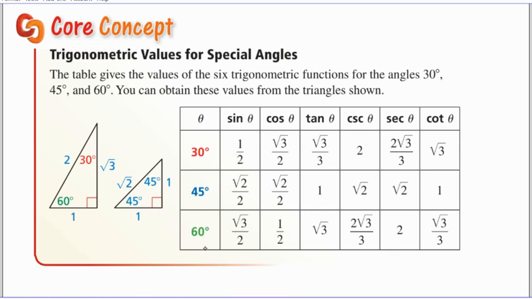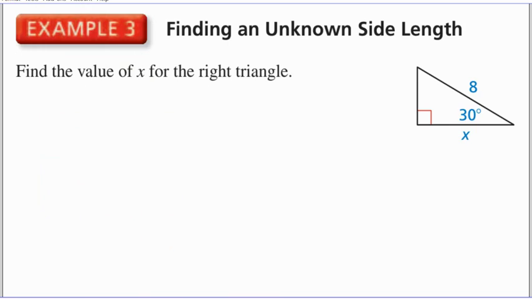Okay, if I were you, I would take a moment to pause the video and copy down this table right here with the sine, cosine, tangent, cosecant, secant, and cotangent ratios for a 30-degree angle, a 45-degree angle, and also a 60-degree angle. Okay, thank you. Now we're going to find unknown side lengths.